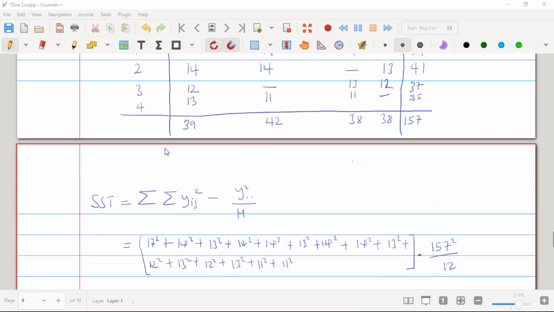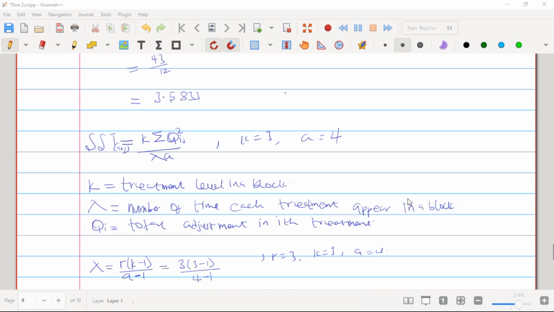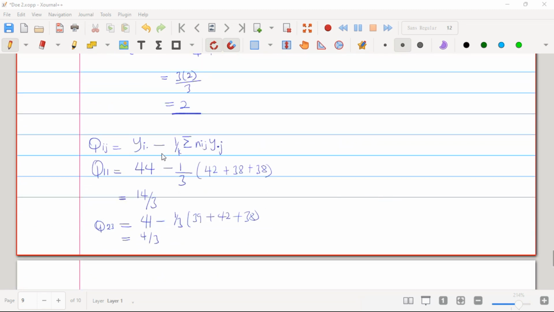So the block where the missing value is, right? This part is going to be cancelled, right? And then you take that one and add this one. So when you come here, you will see it clearly here, right? So minus 1 divided by k, summation of what? 42 plus 38 plus 38, right?